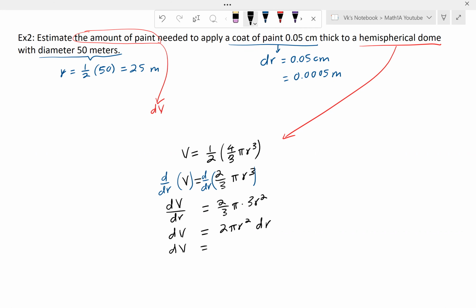dV is 2 pi, radius is 25 squared, and dr is 0.0005. And that is it. That is the amount of paint needed. You can use the calculator to get an actual number.